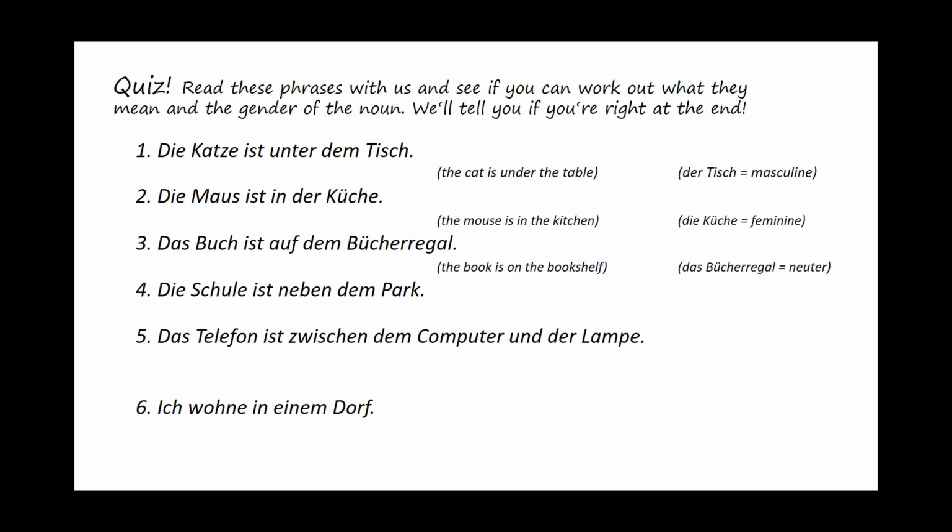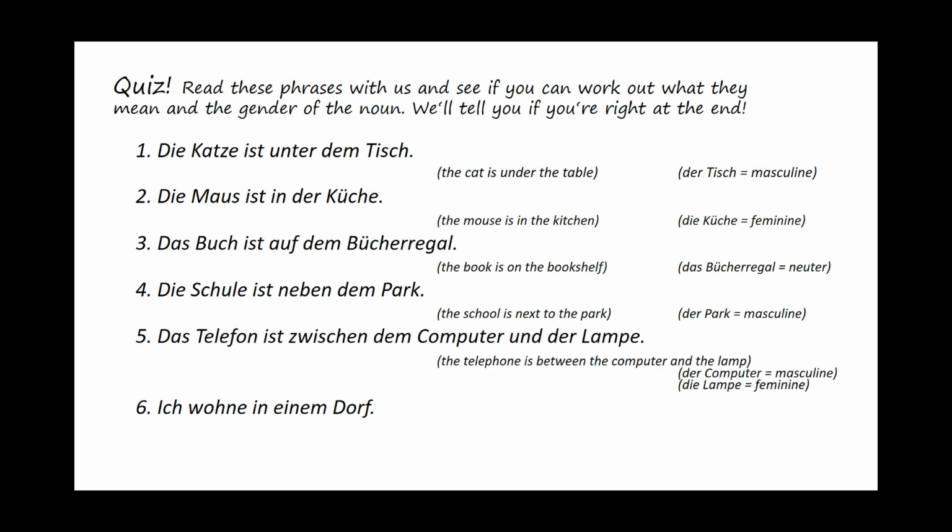Das Buch ist auf dem Bücherregal. The book is on the bookshelf. Again, this is either a der word or a das word. In this case it's das Bücherregal, so it's neuter. Die Schule ist neben dem Park. The school is next to the park. And again, could be masculine or neuter, but in this case it's der Park, masculine.